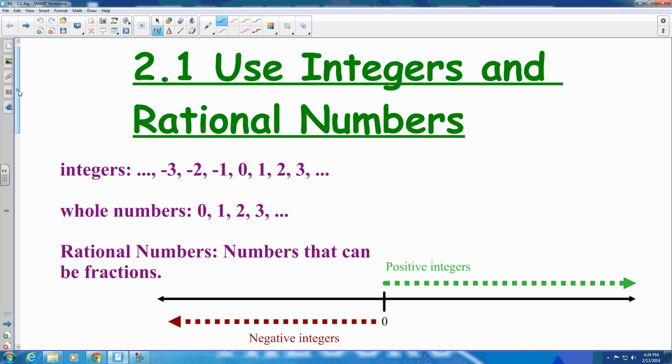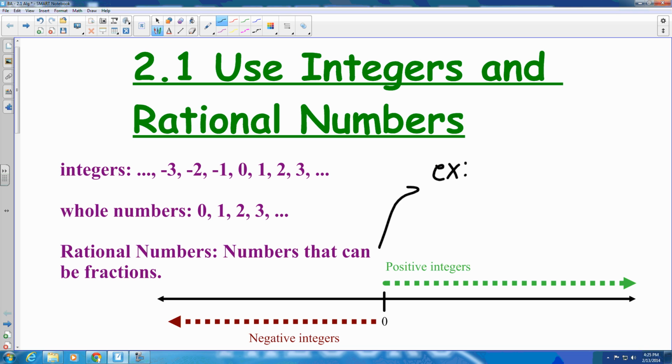Rational numbers are any values that can be written as a fraction. Any integer and any whole number can be represented as a rational number. Like 2 is a rational number because you can write it as the fraction 2/1. I'll give you examples of rational numbers.